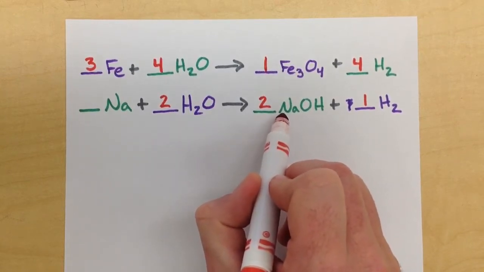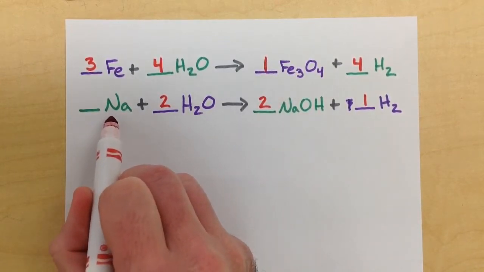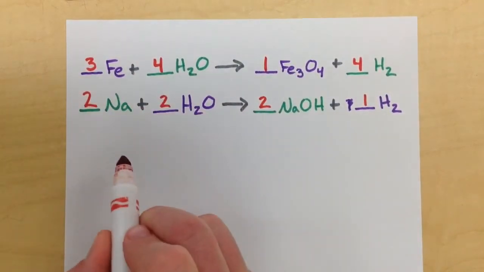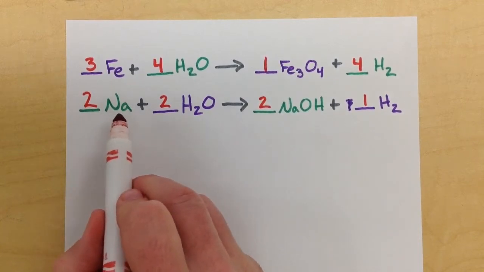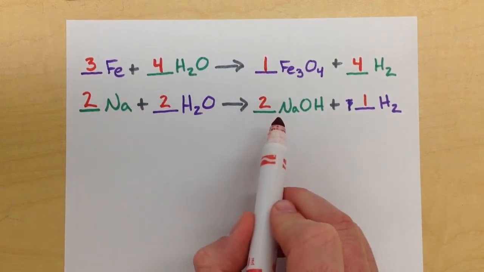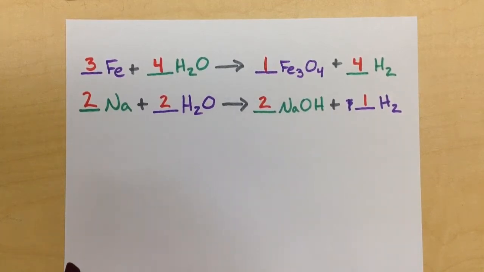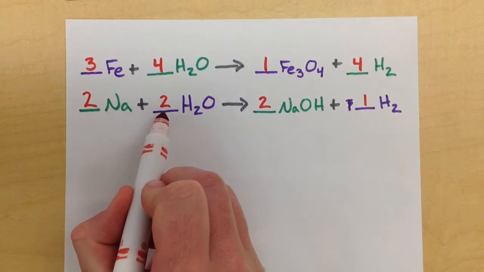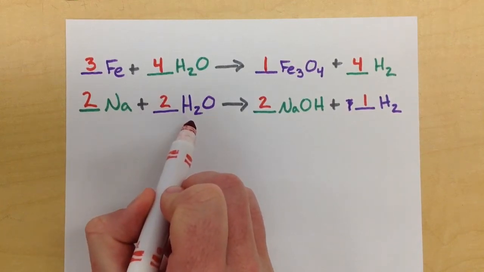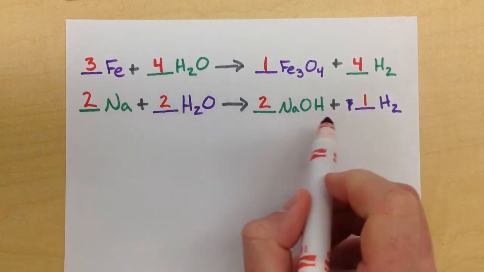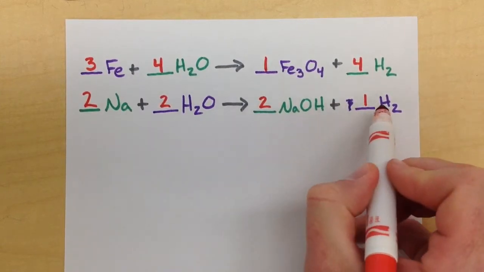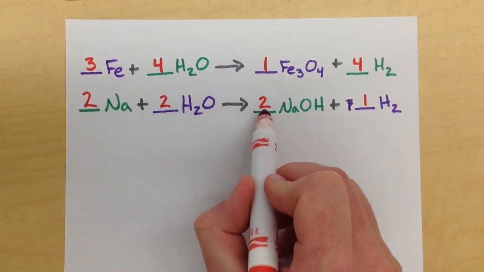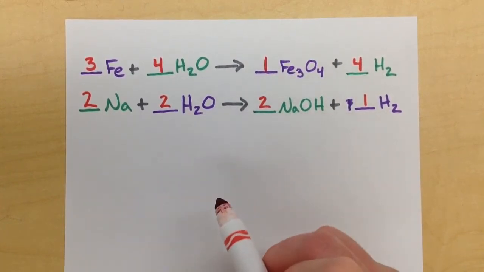Well, I have 2 sodiums on this side, but I only currently have 1 sodium. So if I put a coefficient of 2 right there, that gives me my 2 sodiums to match the 2 sodiums over here. So let's check to make sure our equation is balanced. 2 sodiums, 2 hydrogen 2s, so 4 hydrogens, 2 hydrogens, 2 hydrogens, which is 4, 2 oxygens, 2 oxygens. Looks like that checks out.